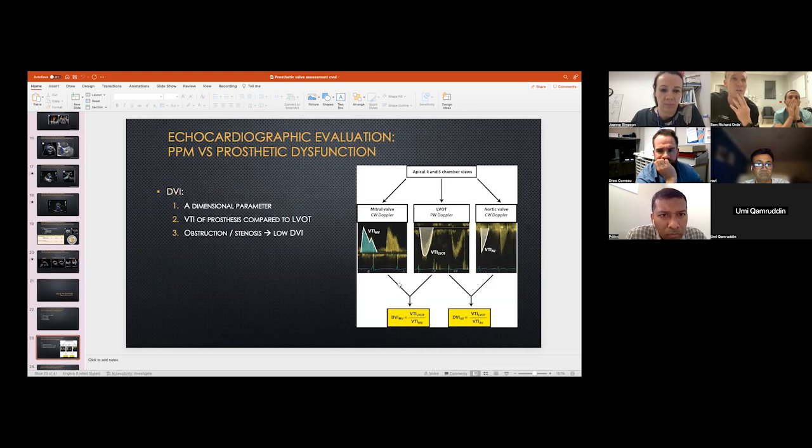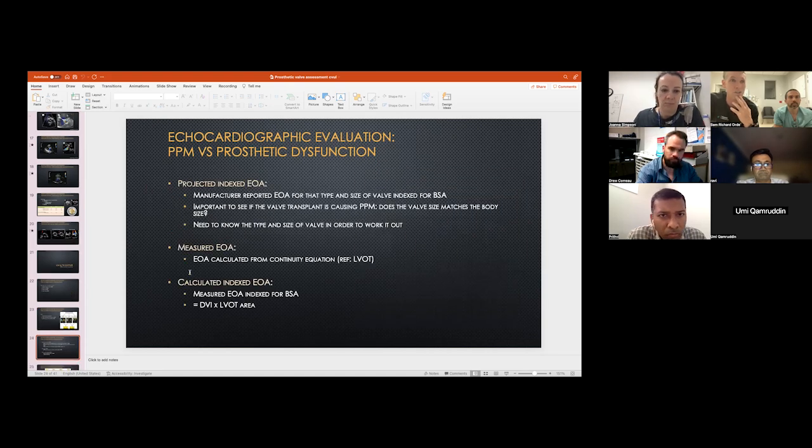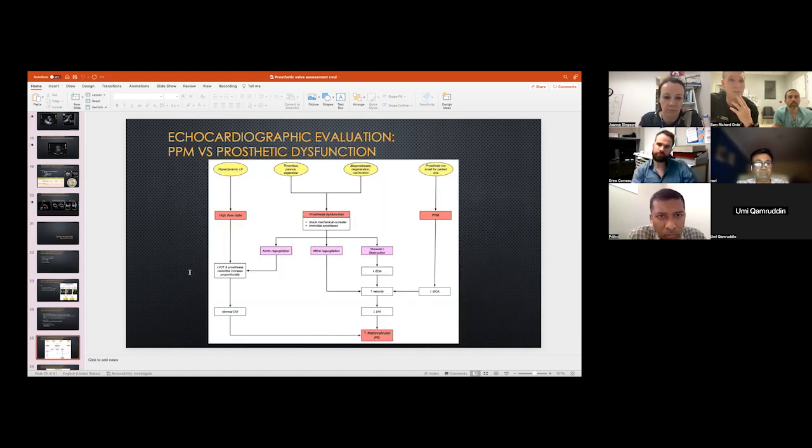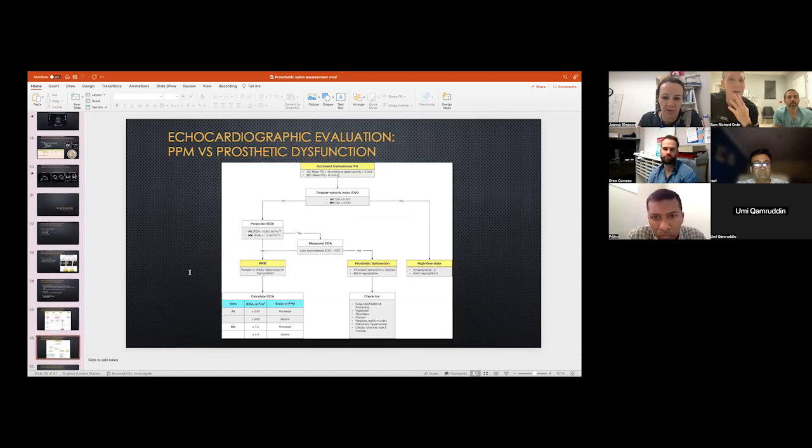And this is where you can start to do your dimensionless parameters. So the VTI of the prosthesis compared to the LVOT VTI. If you've got obstruction or stenosis, you have a low VTI, a low dimensionless severity index, dimensionless velocity index, whatever you want to call it. Pressure half time's a bit rubbish. And so that's where they do effective orifice area. Yeah, this is where I steal it from. So, I hope you can see that okay.